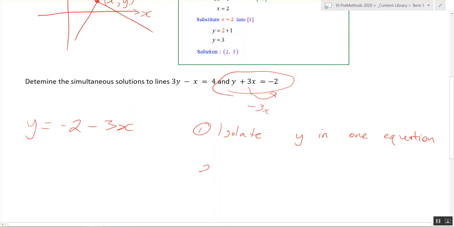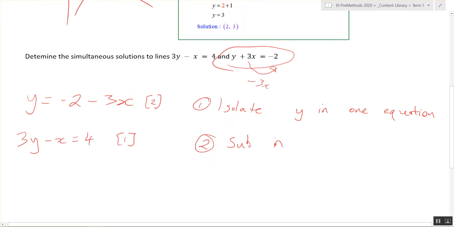Then what do I... So step 2, we substitute. So let's call this, I'm going to use fancy square brackets, I'm going to call that equation 2. This is called equation, if that's 2, what's this one called? So I'm going to communicate to the person looking at my working out, what am I going to say? Sub in sub 2 into 1.